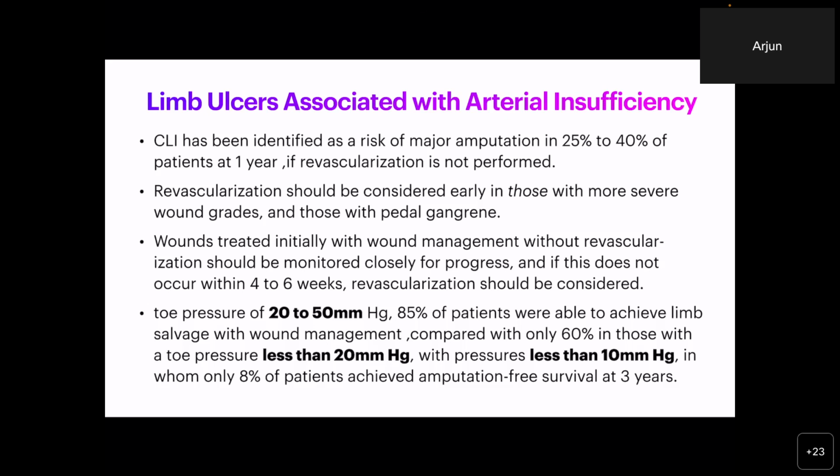With toe pressure of about 20 to 50 mmHg, 85% of the patients were able to achieve limb salvage with wound management, compared with only 60% in those with toe pressure less than 20. And with pressures less than 10 mmHg, only 8% of the patients achieved amputation-free survival at 3 years.